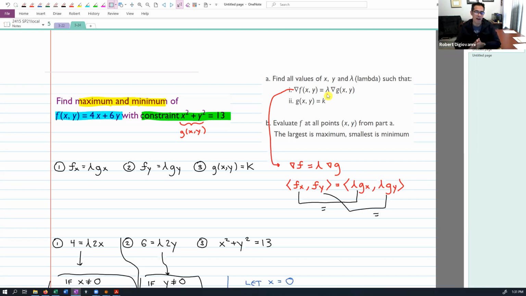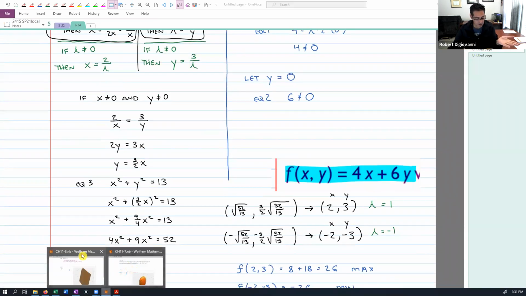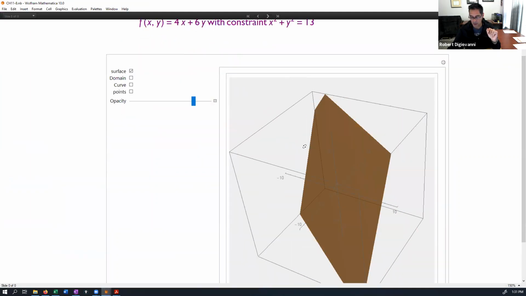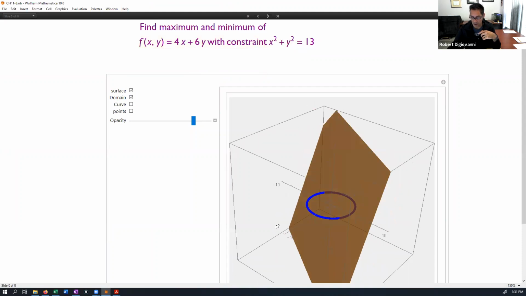Let me show you something. I was going to wait till maybe after another example. Let me do this. Let's first look at this problem we just did. We started out with f of xy equals 4x plus 6y. By the way, that's a plane. So we have a plane. And we're going to restrict that plane to this, which is a circle, right? Everyone, that's a circle. So if I just make the domain, that stuff on the ground.